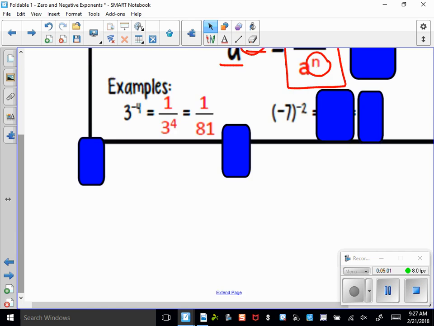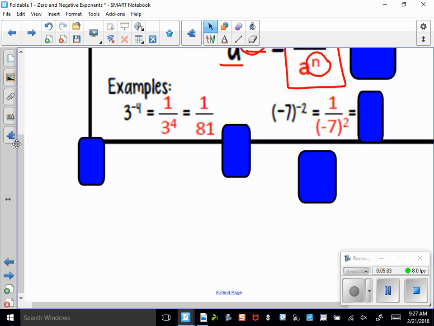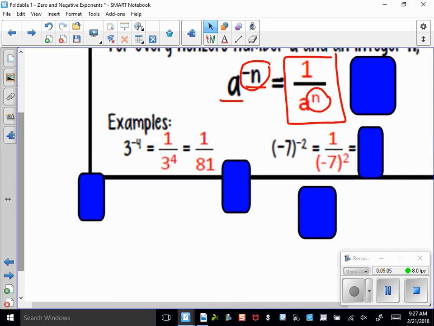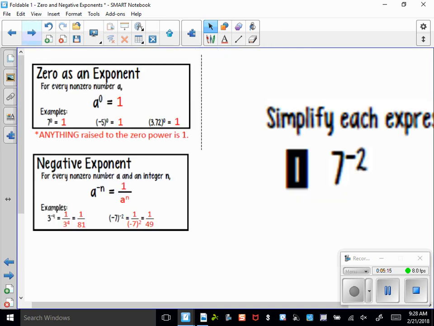All right, so if I do this one, and notice that you keep the parentheses around it, so now you're actually also raising the negative to the power, so that's 1 over 49. Okay, so let's keep moving. So now we're going to practice some problems.